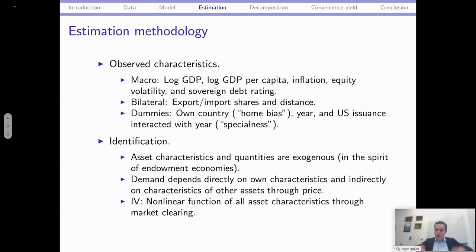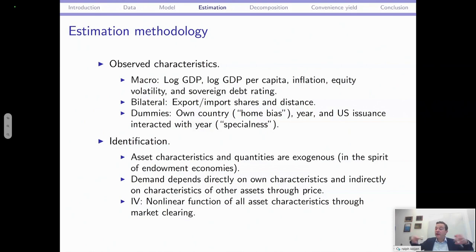So on average, firms hold way more of their own equity than equities in other countries. So it's important to account for that. There's going to be year fixed effects. And then to capture the specialness of US assets, we're going to have a US fixed effect interacted with the year. Now, in terms of estimating the model, one has to be careful because prices are endogenous to latent demand.